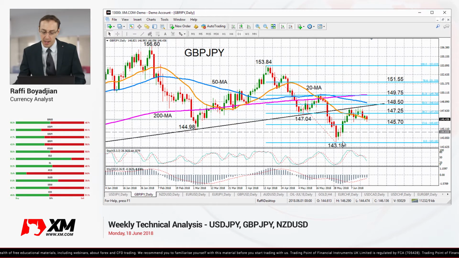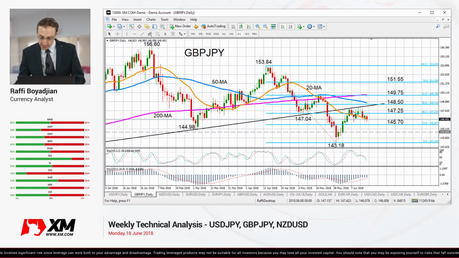and a drop below that May low would potentially shift the medium-term outlook to a decisively more bearish one. At the moment, the medium-term outlook, although we have had higher lows and lower lows, it's looking still neutral to bearish, but a breach of that low would definitely turn it more decisively bearish.